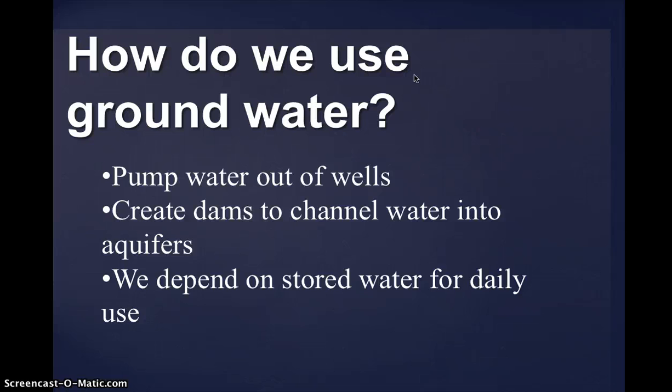So how do we use groundwater? Well, what we can do is we can actually pump water out of these wells. We can also create dams to channel water into the aquifers where it's easier to access. And we just depend on the stored water for daily use. These aquifers are our main supply of water.